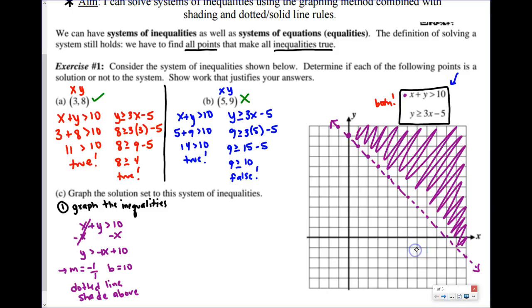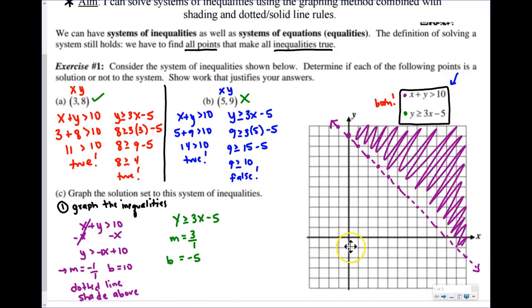So I'm going to use green for my second equation. My second equation is y is greater than 3x minus 5. The nice thing about this equation, it's already in the right form. I already know that m is 3 over 1, and I know that b equals negative 5. You can put this in your calculator again, or we can do rise over run rules.